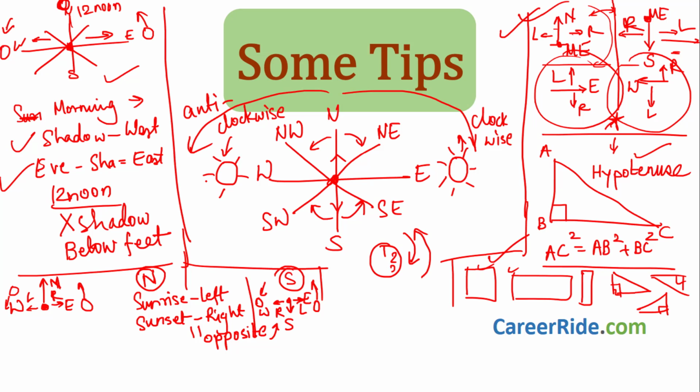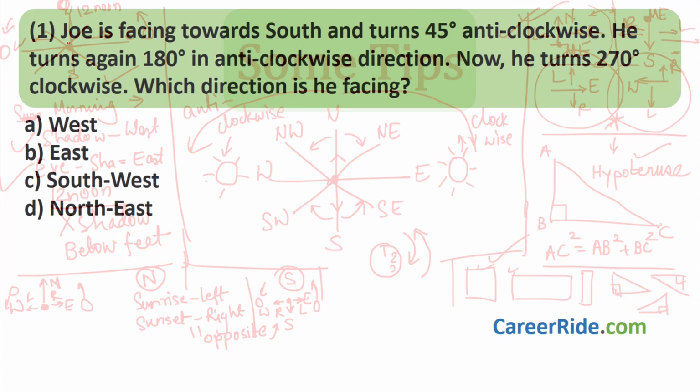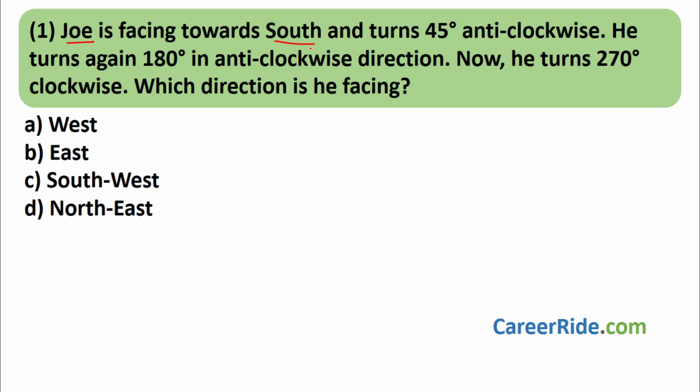So let us see sum number 1. Joe is facing towards south and turns 45 degrees anti-clockwise. He turns again 180 degrees in anti-clockwise direction. Now he turns 270 degrees clockwise. Which direction is he facing? Now there are 4 options given. As we see, this is north, so this will be south, this will be east, and this will be west. What are they saying?